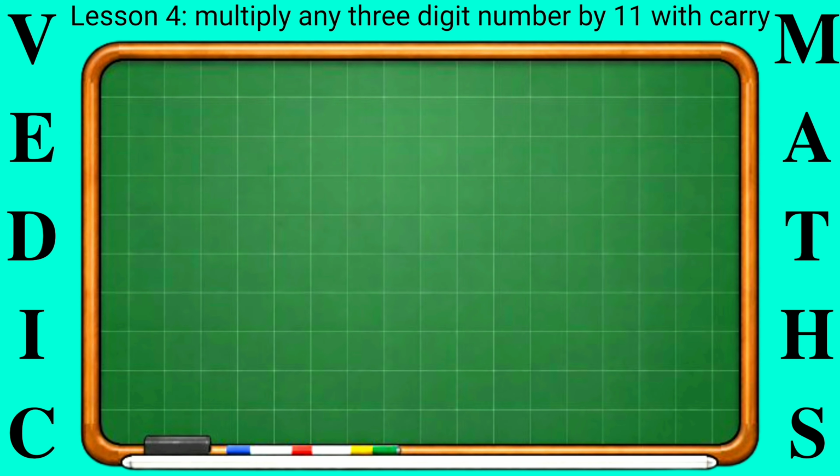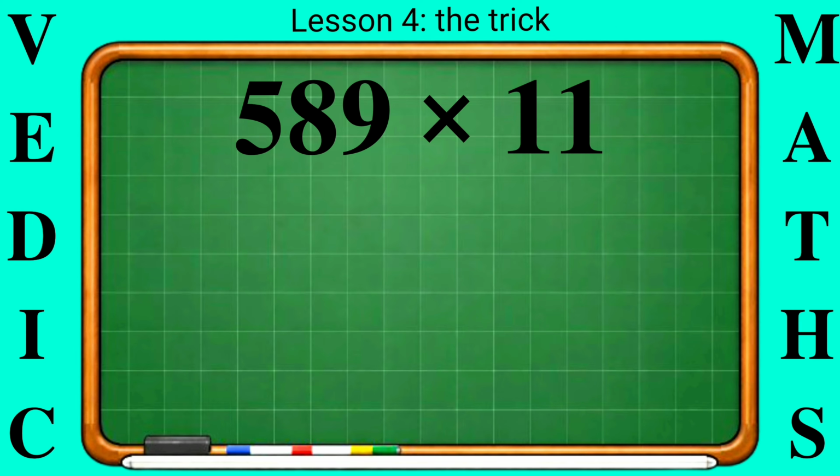Welcome to Vedic Maths Lesson 4. Here we will learn to multiply any three-digit number by 11. But this time there's a carry. So let's start. Now we shall try 589 times 11.